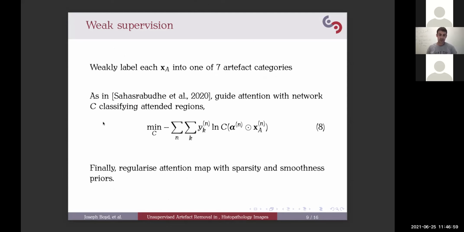And we support this with a weak supervision. We annotate the artifacted images into the 7 categories, which we can consider to be a weak label. So there's no segmentation, no manually annotated segmentation. And then we guide the attention with an additional auxiliary classifier C, which receives as input the pixel-wise product of this attention map and the artifacted image. That is to say, it sees the attended regions of the artifacted image. And we finally regularize this attention map with sparsity and smoothness priors.